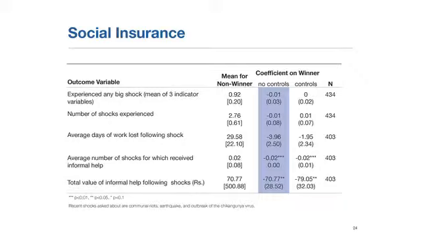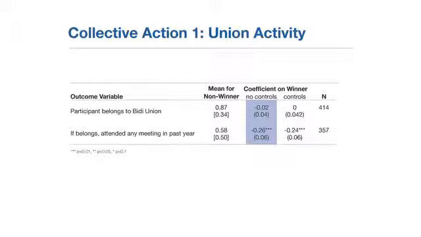So we see that everybody is likely to have experienced the shock. They experienced the same number of shocks. The amount of work they lost following the shocks is about the same, right? So basically showing us the exposure to the shocks is the same. But if you're a winner, the average number of shocks for which you receive informal help is 0. Right? So there's no informal help, and informal help was of 0 monetary value if you're winners, right? So it looks like you're cut off from actually getting help informally when there's a natural disaster.